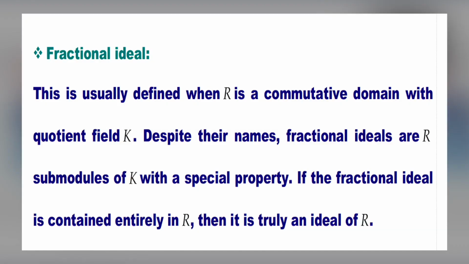Two other important terms using ideal are not always ideals of the ring. Fractional ideal. This is usually defined when R is a commutative domain with quotient field K. Despite their names, fractional ideals are R submodules of K with a special property. If the fractional ideal is contained entirely in R, then it is truly an ideal of R.